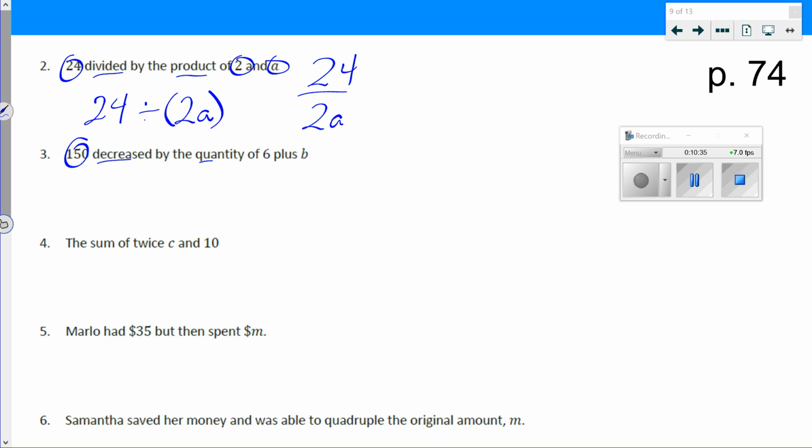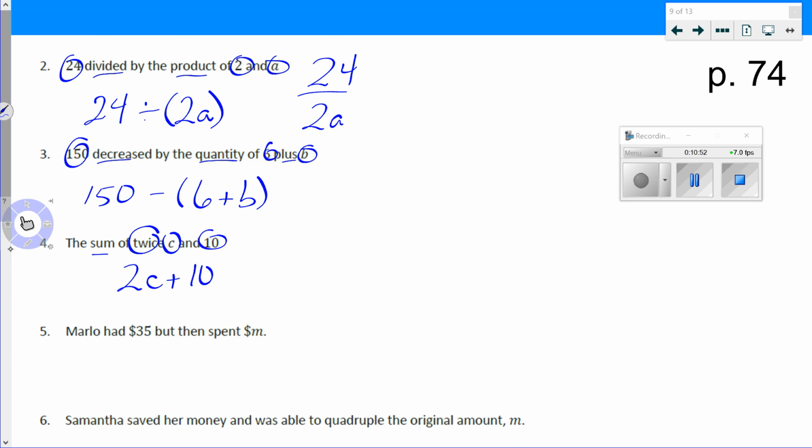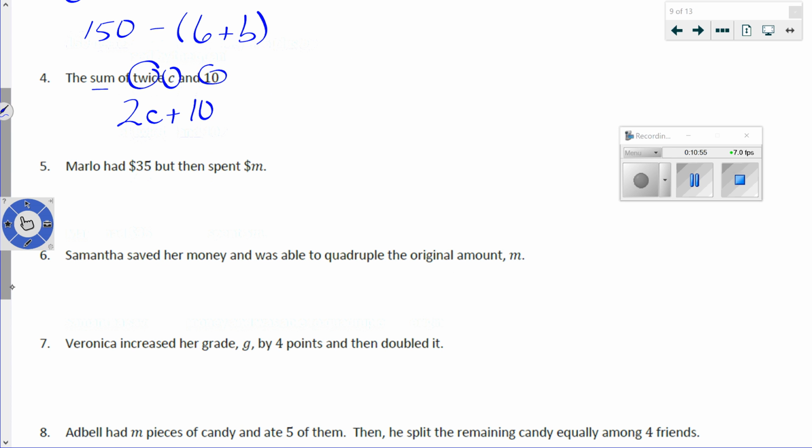150 decreased by the quantity of 6 plus b. Quantity is a huge word, guys, because it's telling me parentheses. I have to have 6 and b together. Sum of twice c and 10. So twice c and 10. Sum means I'm adding. Marlo had 35, but then spent m. 35 minus m.